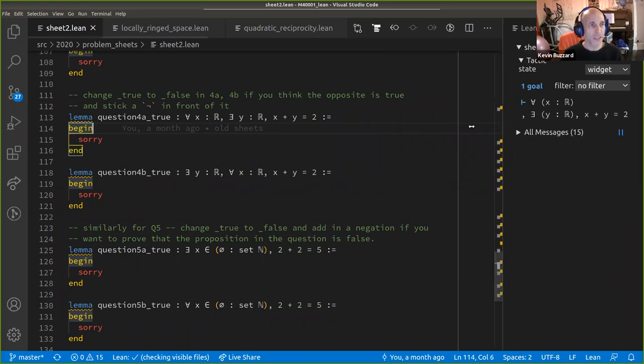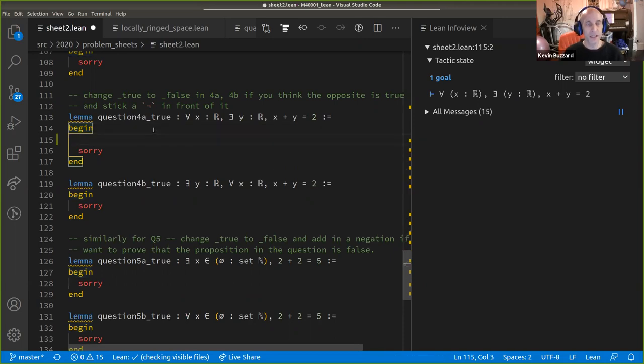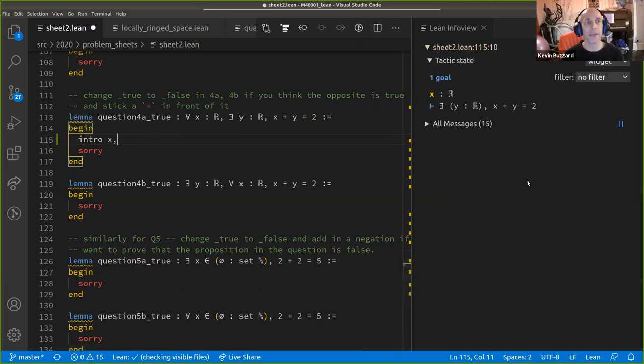And the students need to, here's what's going on on the right here. We can see this is the problem. They've got to prove that if x is a real number, then there exists another real number y such that x plus y is 2. And so I tell them to say, let x be an arbitrary real number, right? Intro x. They need to learn a little bit of this language. So let x be an arbitrary real number. And now they've got to prove that there exists a real number y such that x plus y is 2.